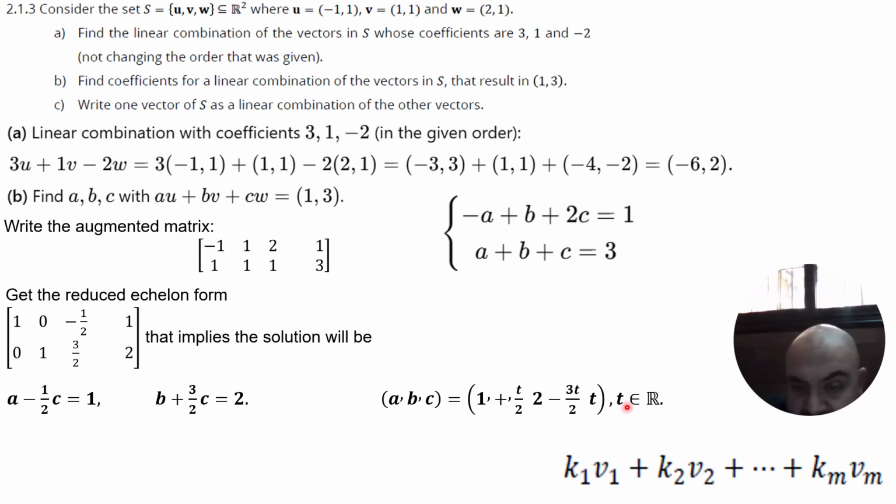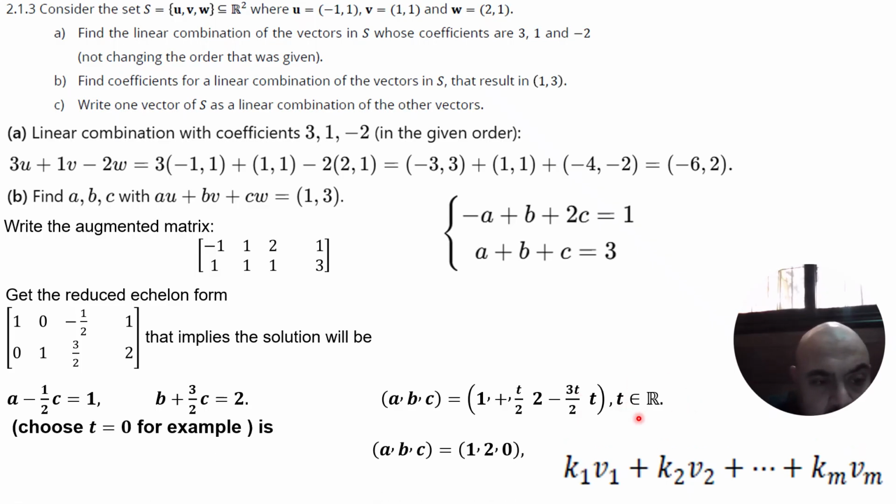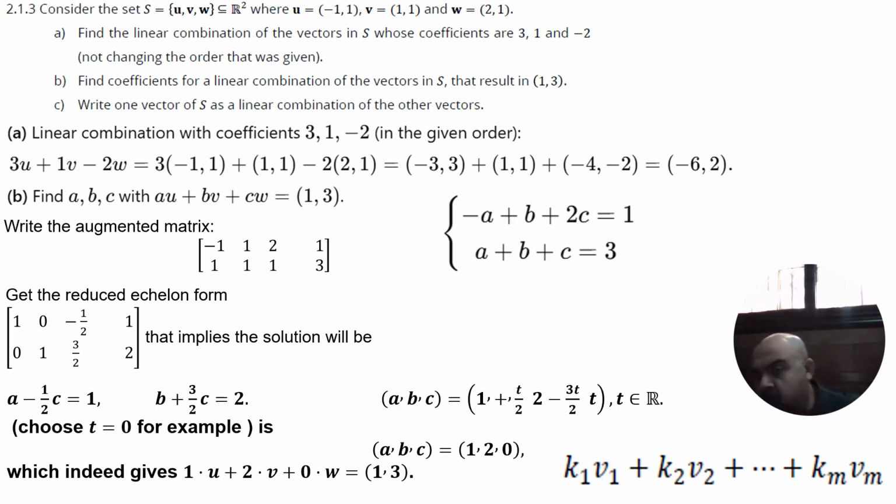So if I use t equal to 0, I will have a, b, and c as the combination 1, 2, and 0. So actually the vector 1 and 3 can be generated considering a is equal to 1, b is equal to 2, and c is equal to 0. You can choose t equal to 1, which will lead to another 3 numbers, and will also make this equation correct. And if you check, it is correct 100%.